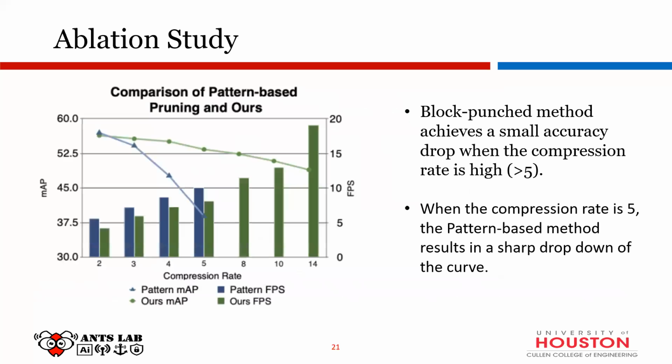And they also compare with pattern-based pruning. As you can see, the proposed method can achieve a small accuracy drop even when we increase the compression rate to very large numbers. But for pattern pruning, since they can only prune the convolutional layers, if the compression rate is very large, the accuracy will drop very, very quickly.